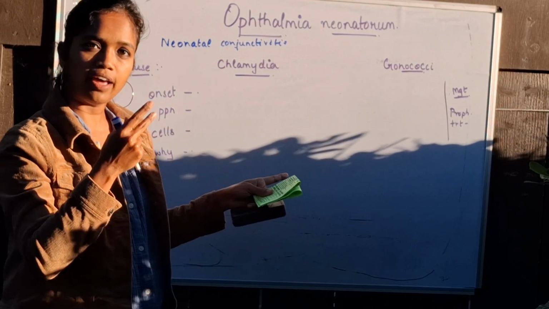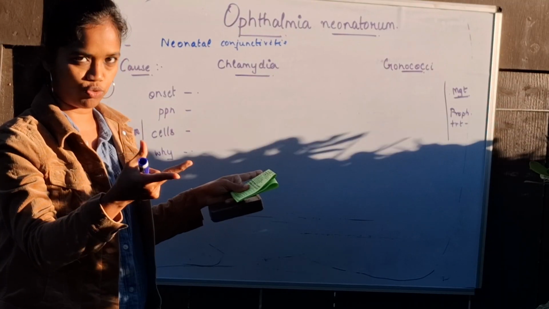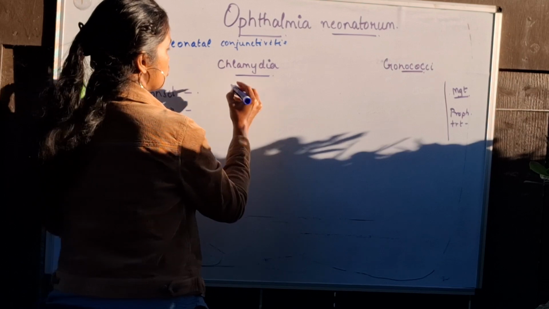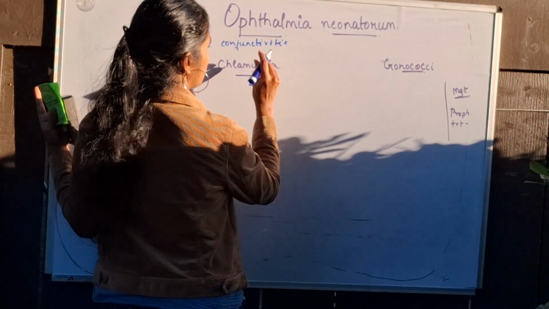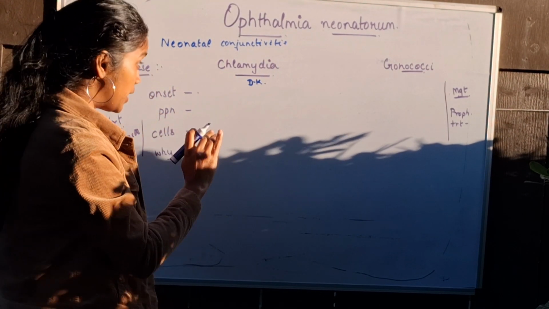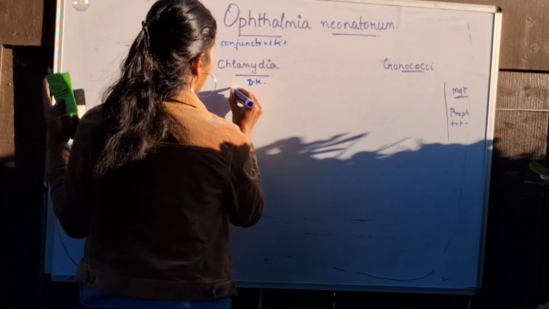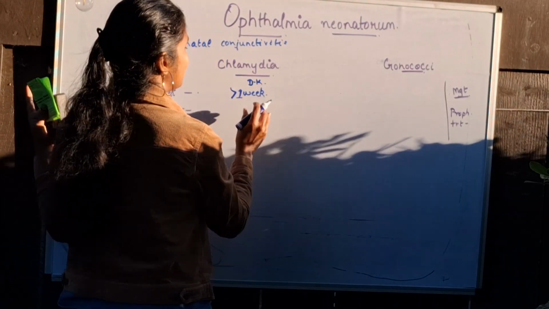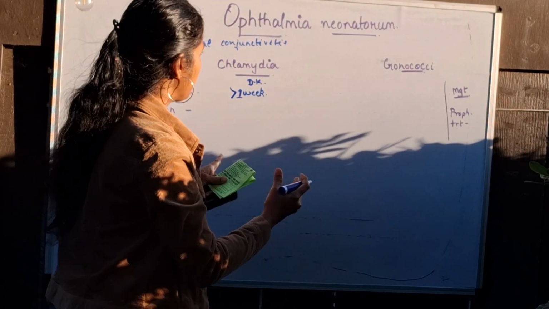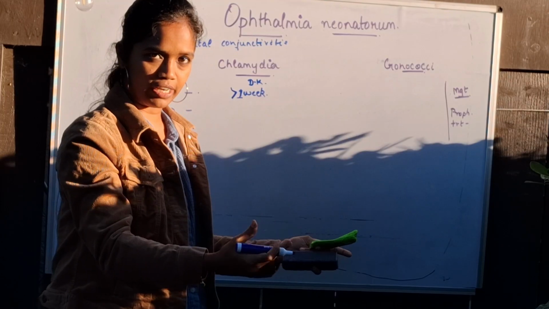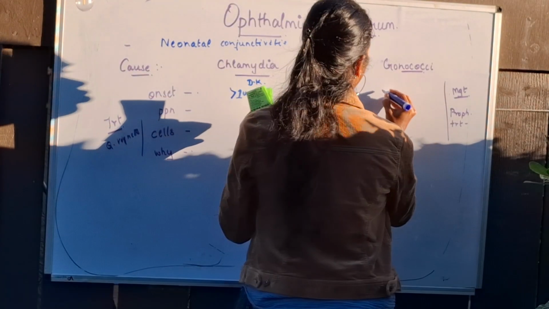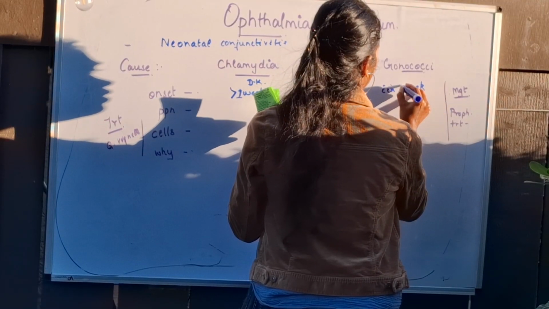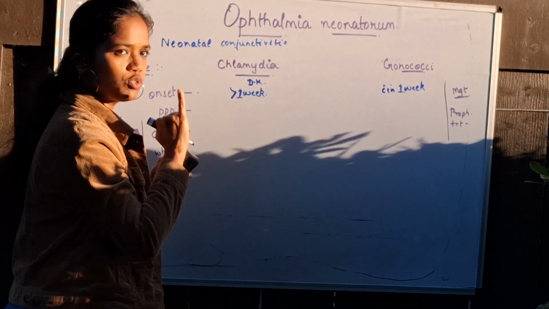What is the difference, how will the vignette be, and which one are you supposed to select? The first difference is the onset. Chlamydia trachomatis, because of the D to K strain, is the one which causes neonatal conjunctivitis, but the onset will always occur more than 1 week post birth. So within the first week, if there is an infection in the neonate and we diagnose it as neonatal conjunctivitis, then it is mostly due to Gonococci, where it is within the 1 week. This is the first most important.